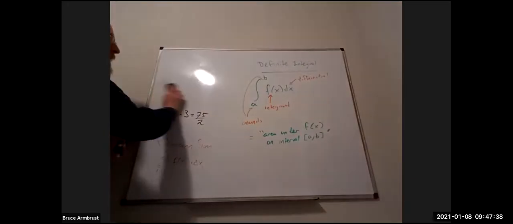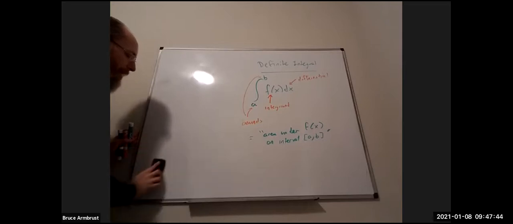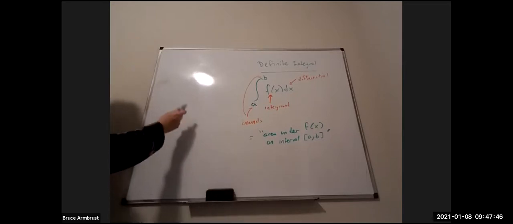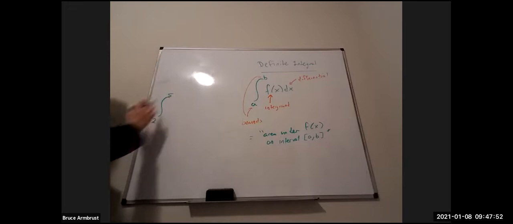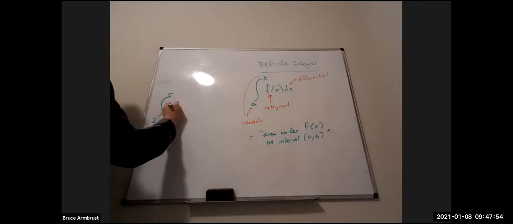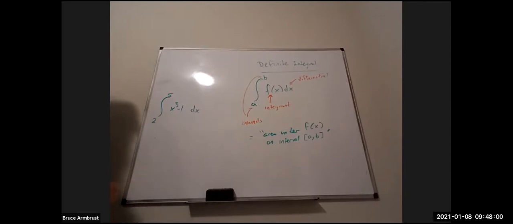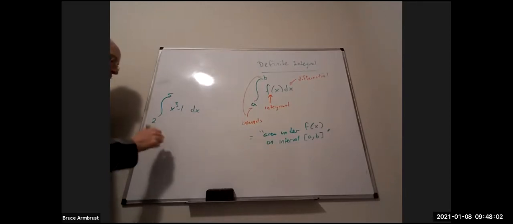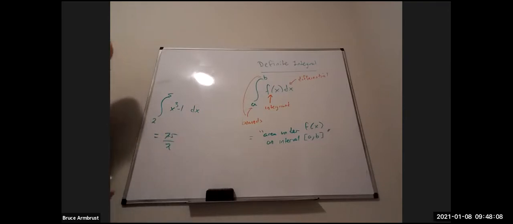All right, so that problem that we just did with the area under x cubed minus 1, we could actually write that with a definite integral, and it would look like this. We're going from 2 to 5. That was the interval. Our function was x cubed minus 1 dx. And that's what we found was equal to 75 halves. So this is the notation we're going to use. That's how you're going to know what we're doing.